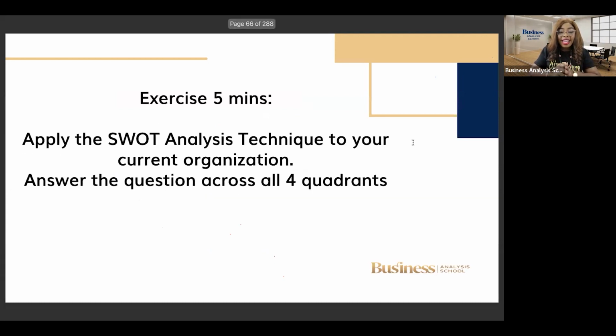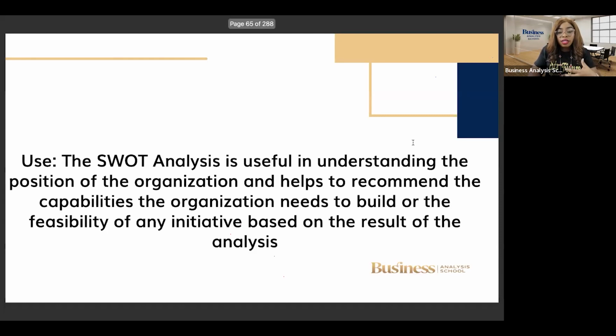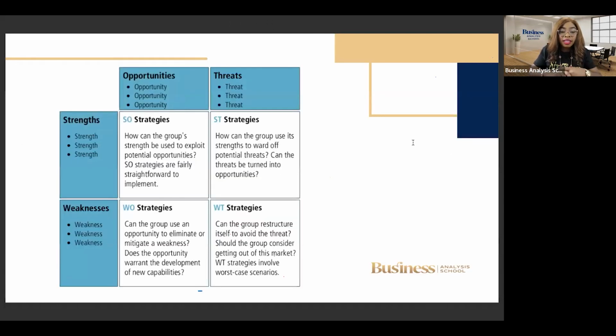So we're going to do an exercise. Apply the SWOT analysis technique to your current organization. Answer the questions across all four quadrants right now and see how you can apply SWOT within the business. Look at the strengths, the weaknesses, the opportunities, and the threats. Use the questions in here right now to do this exercise. We have 5 minutes to get this done.